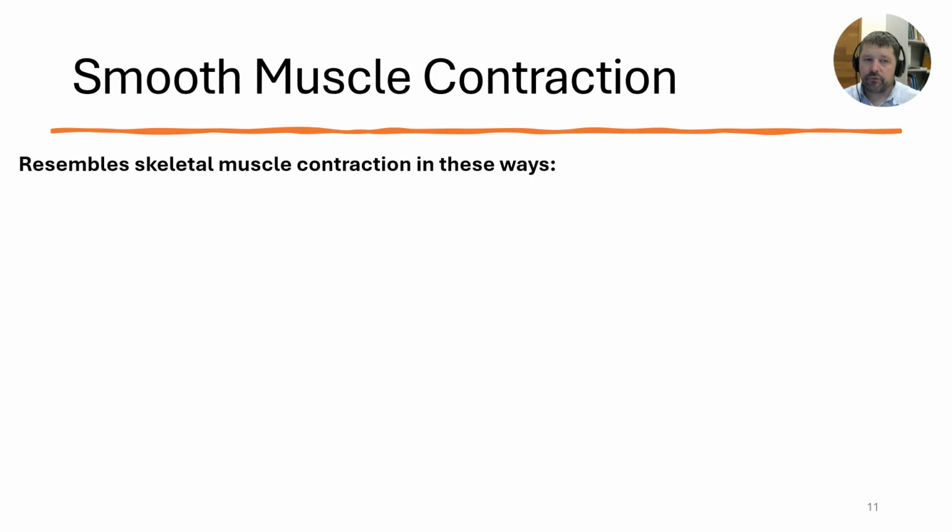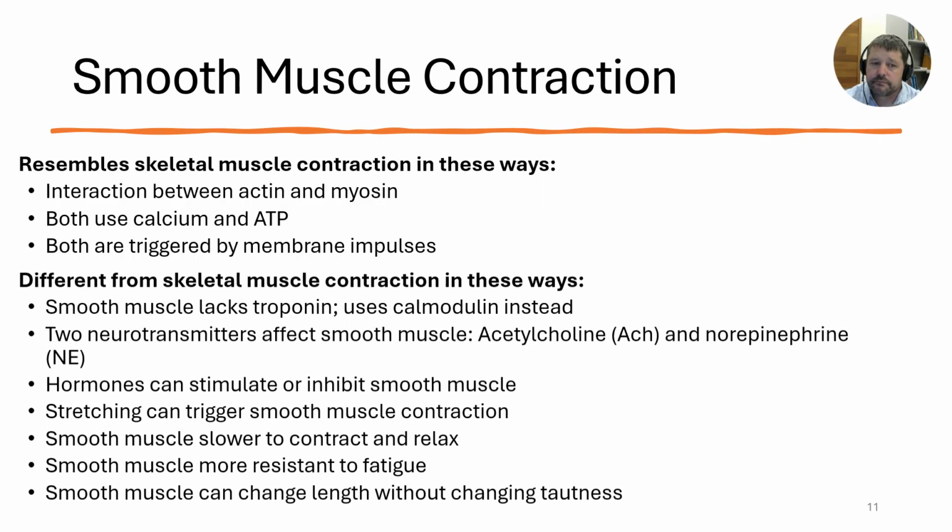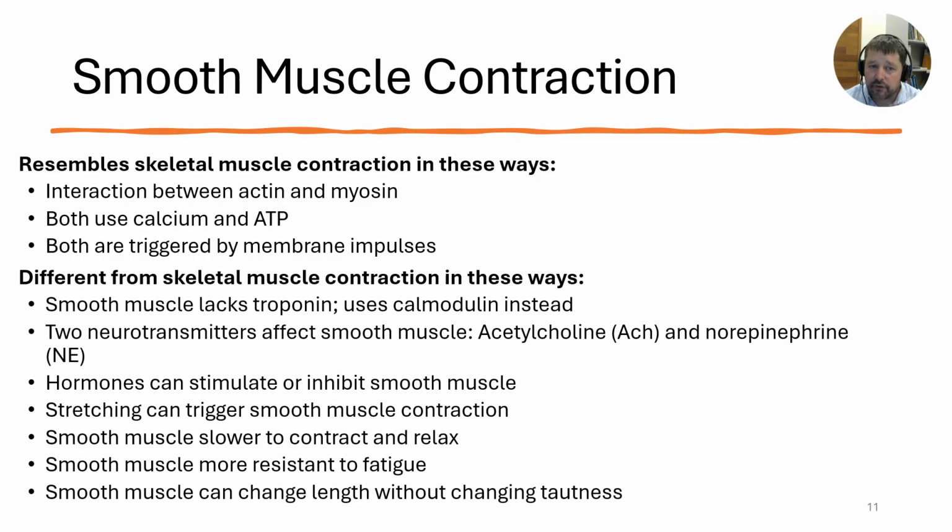All right. How does it resemble skeletal muscle? There's an interaction between actin and myosin. Both use calcium and ATP. Both are triggered by membrane impulses. How does it differ? Lots of ways. They lack troponin. They use calmodulin instead. So that's one way that they are quite a bit different.